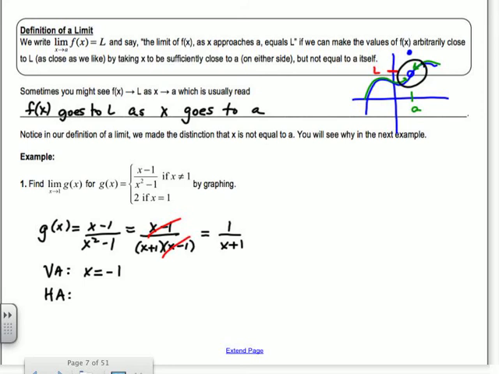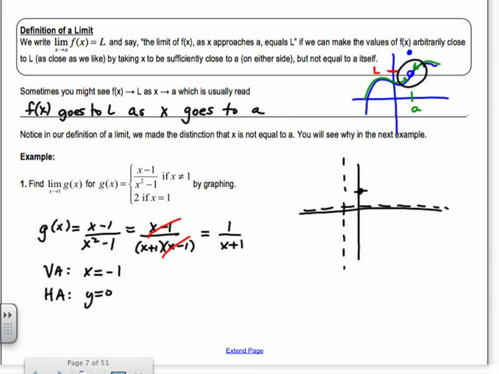Horizontal. It's a shortcut. 0x over 1x, so it's 0. So y equals 0. All right, so here's what the graph looks like. At x equals -1, you have a vertical asymptote. At y equals 0, you have a horizontal asymptote. You can try some other points. If I plug in 0 to the simplified version, I have 1 over 0 plus 1, so 1. So we have a point there.